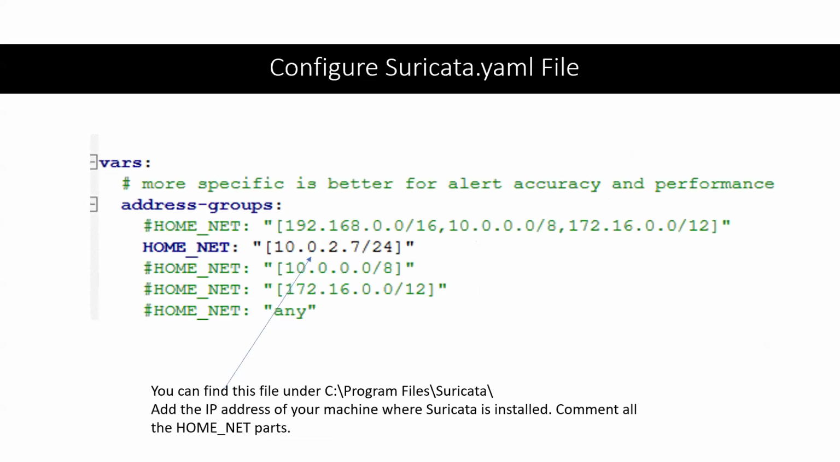And I will show these configurations. In the suricata.yml file, you will see that you need to specify the IP address of your destination machine on which Suricata is running. So for instance, here you can see that it is 2.7 because the IP address of my Windows was 2.7 at that point of time. So you just need to edit this part of the address group in the YAML file.